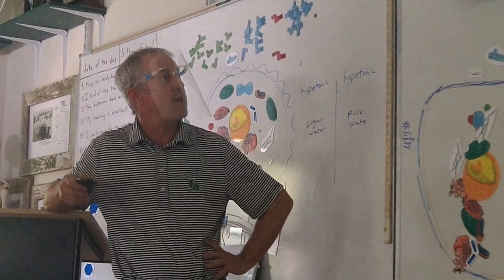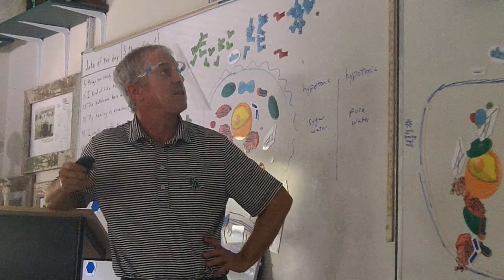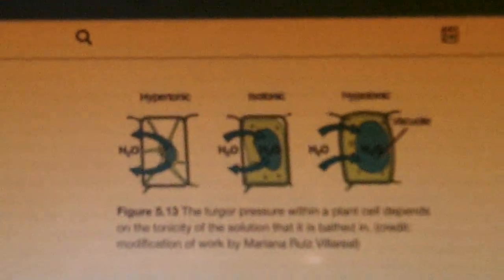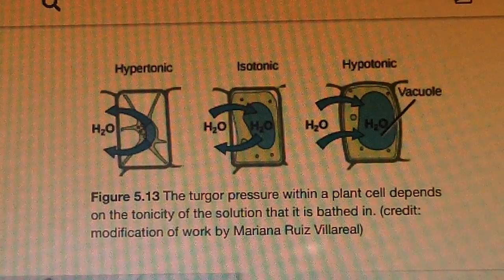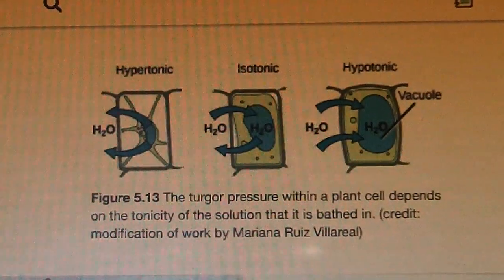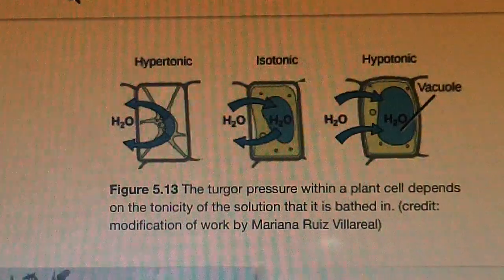And this picture shows what happens to plant cells in these situations. If the plant cell is in a hypertonic solution, it's going to lose water. That's if you put it in a real salty solution. This is what the plant cells would look like if you watered the plant with salt water. They'd lose water, and the plant cell would shrivel up.